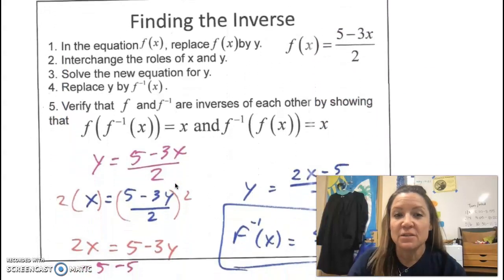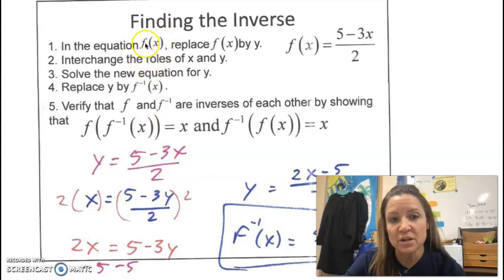So to find the inverse, we're going to follow a couple steps. We're going to take the equation, and if you have it in function notation, you're going to replace that with y. So for this equation right here, you have function notation f of x equals 5 minus 3x over 2. We're simply going to take that f of x and change it to y. So you're going to see that down here in pink, I've written y equals 5 minus 3x over 2.